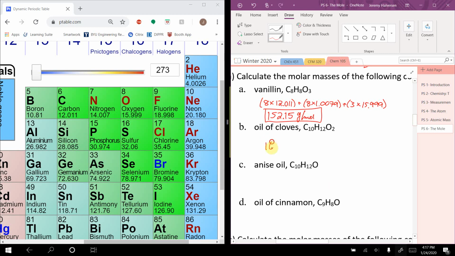This one is 164.20. So what I was saying is significant figures all depends on how many decimals you use for the molar mass. So I'm just not worrying about it.